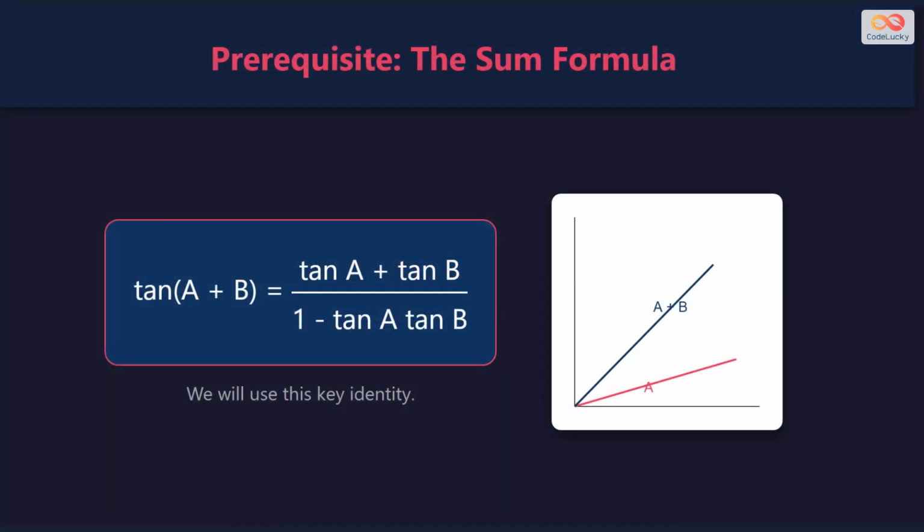To begin, we need to recall a fundamental identity, the sum formula for tangent. This formula tells us that the tangent of the sum of 2 angles, A plus B, is equal to the fraction where the numerator is tangent A plus tangent B, and the denominator is 1 minus the product of tangent A and tangent B.